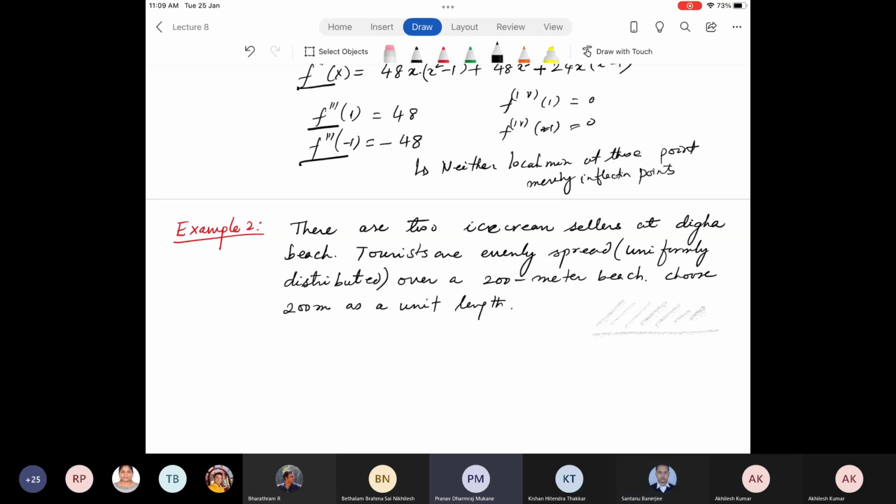So suppose this is the beach. I'm taking unit length, equivalent to 200 meters, and there are two ice cream parlors that need to be placed. Where is the ice cream parlor generally? People are uniformly distributed here. So Chandni, you are saying that the two guys will end up putting their ice cream parlor at the middle. Is this correct? Yes, sir. So get 1/3 and 2/3. Okay. 1/3 and 2/3. Any other thoughts?